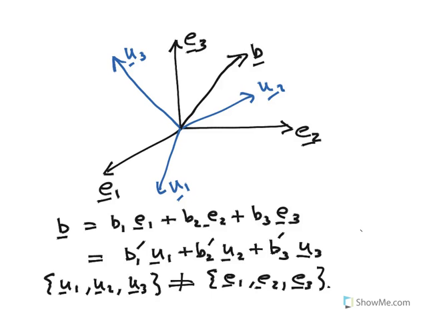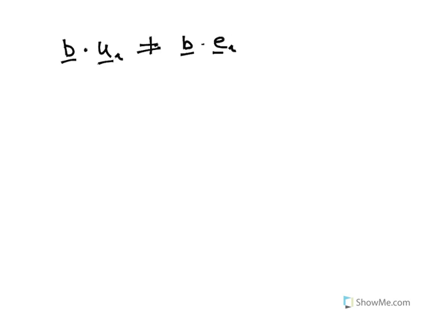So that means that, take any one of these, it doesn't make a difference, but let's be a little bit general here. b dotted with ui is not equal to b dotted with ei. It can't be, because the dot product of this vector b with any of these original basis vectors is going to give me a different value than if I take the dot product with these new basis vectors u1, u2, u3, because those directions aren't the same as the directions of e1, e2, e3.